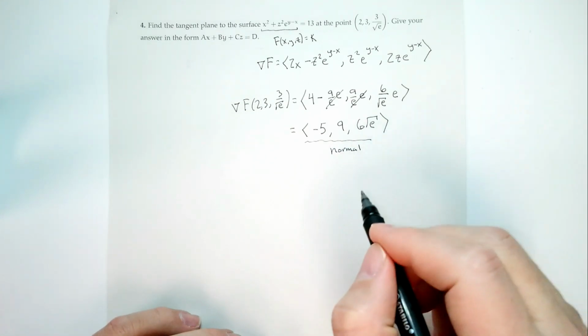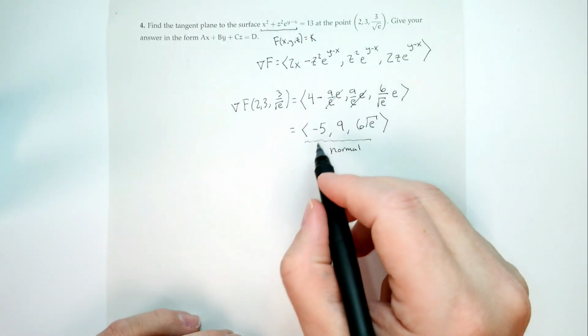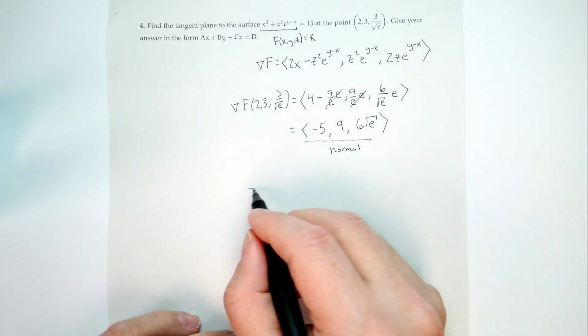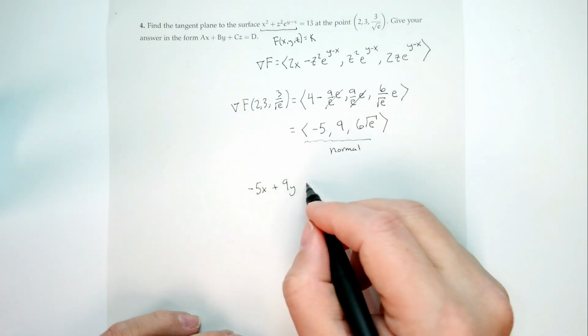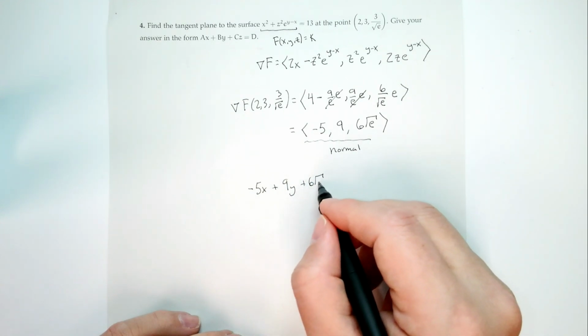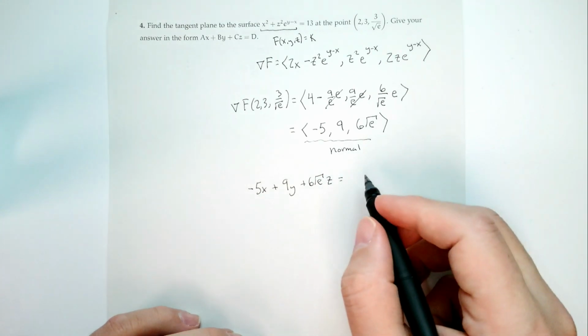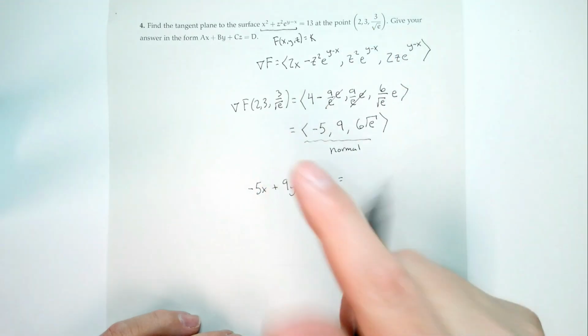Now that's not our answer. In fact, it tells us what our answer needs to look like. What that is, is our A, B, C. So we say, okay, we know our answer looks like minus 5x plus 9y plus 6 root e times z equals something. So we need the something. How do we get the something? It needs to have this point, so we're going to plug that in.